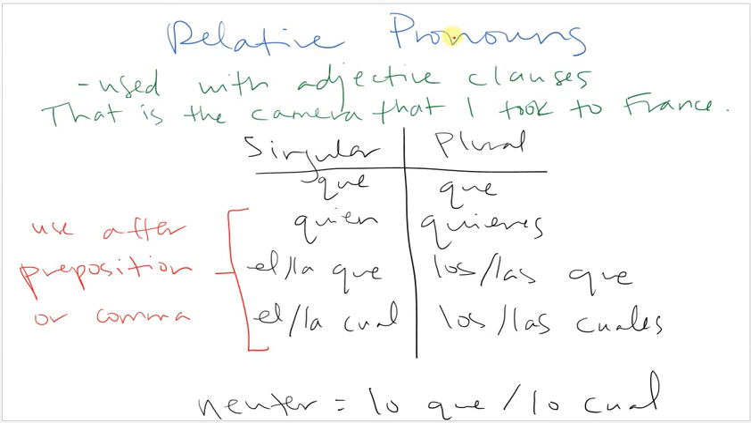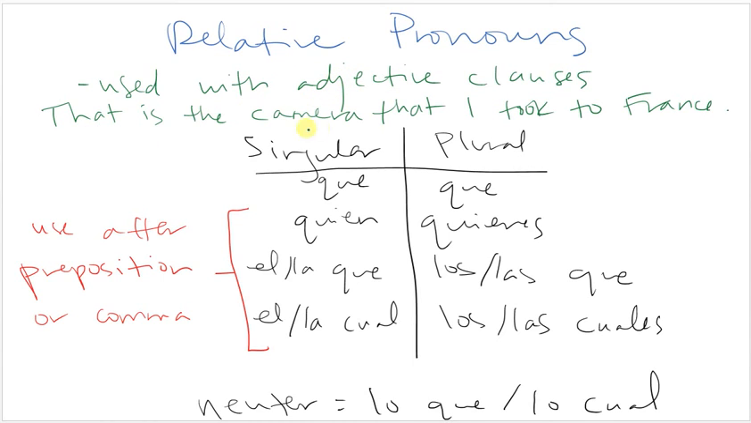We're going to be talking about relative pronouns. Relative pronouns are used to connect two parts of a sentence. They are generally used with adjective clauses. And remember that a clause is something that has both a subject and a verb, and then it's being used as an adjective, which means it's being used to describe or modify some other type of noun. So a person, place, or thing.